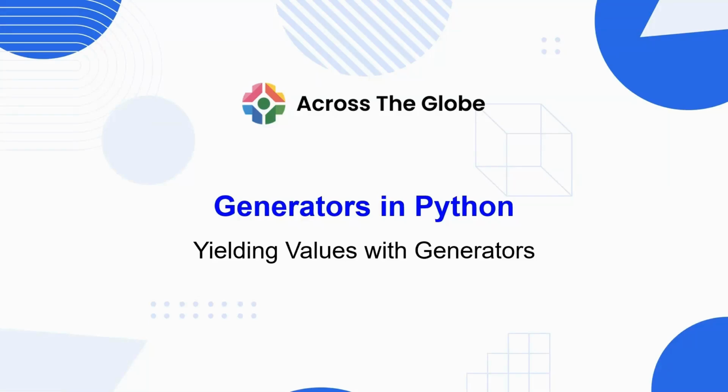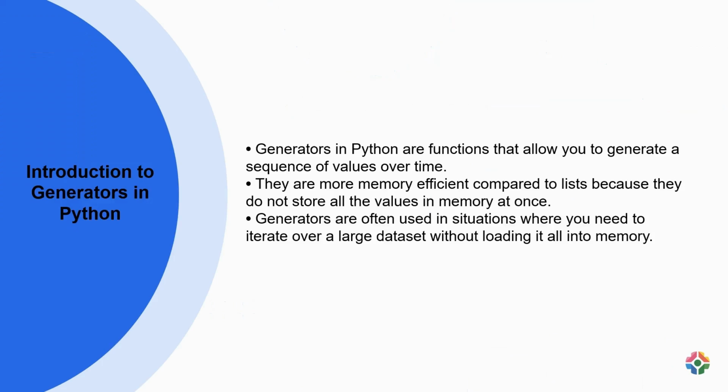Today we will learn about generators in Python. Generators in Python are functions that produce a sequence of values incrementally. Unlike lists, generators do not store all values in memory simultaneously, enhancing memory efficiency. Therefore, when handling substantial datasets where memory preservation is critical, generators serve as a more viable option.